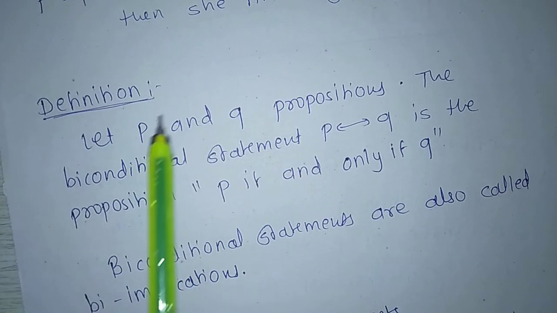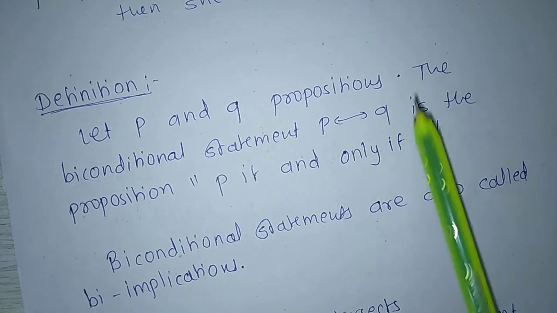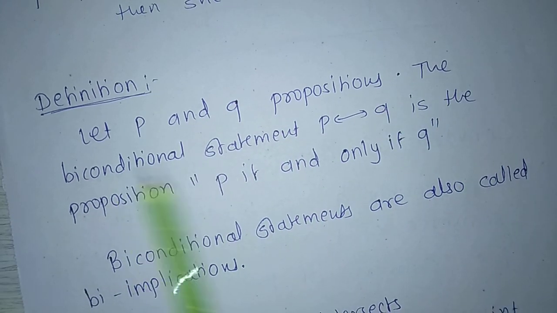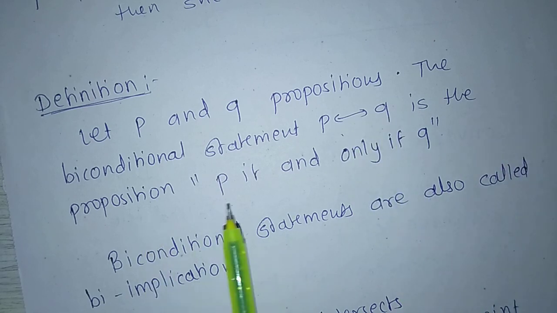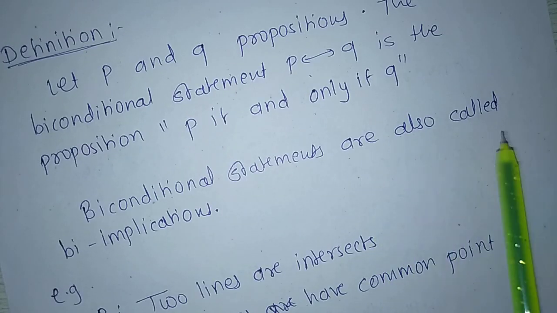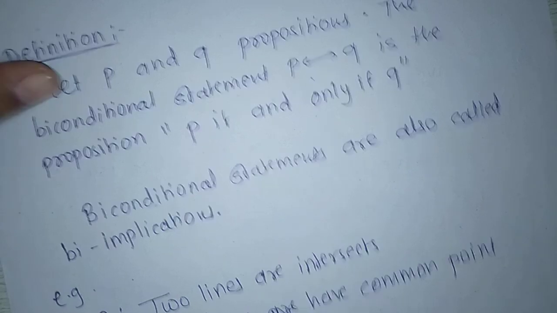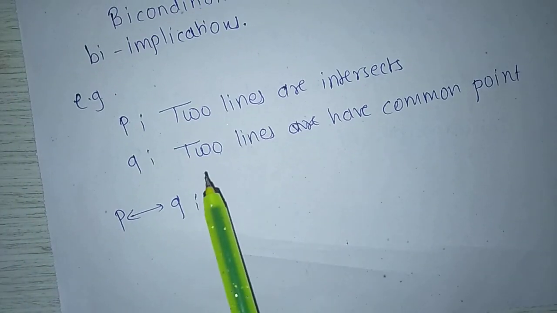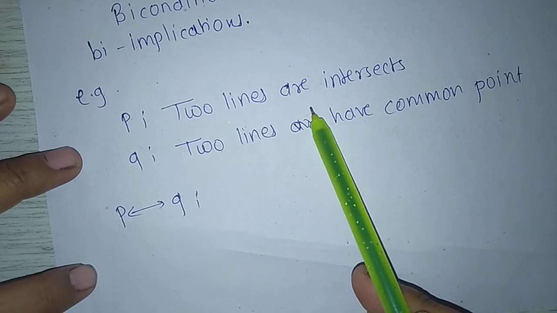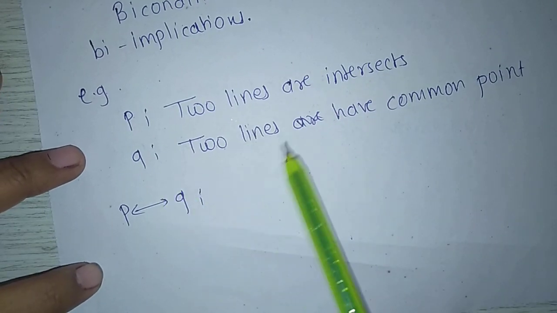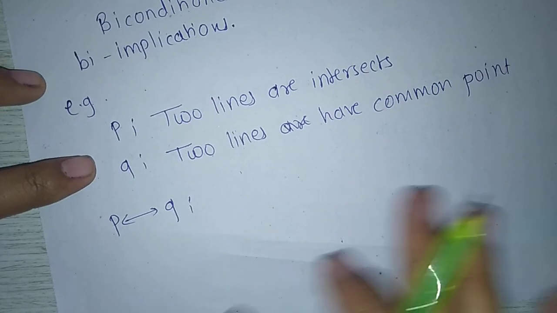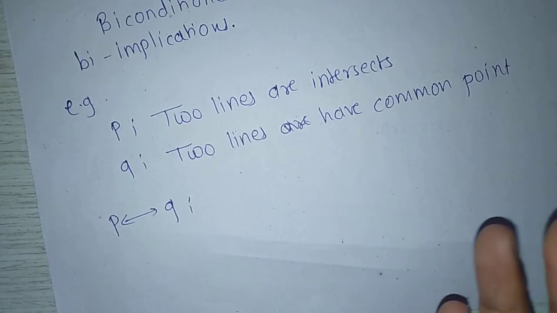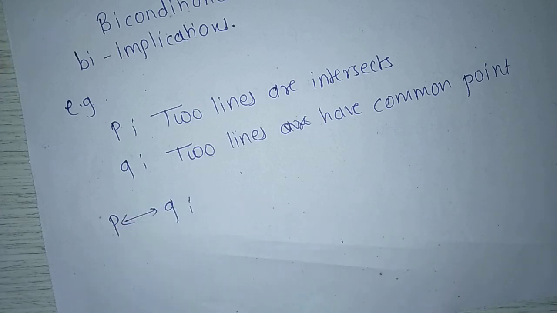Next definition. Let P and Q be propositions. The biconditional statement P if and only if Q is the proposition P if and only if Q. Biconditional statements are also called double implications. For example, P is two lines intersect, Q is two lines have a common point. Then the double implication of P and Q is two lines intersect if and only if they have a common point.